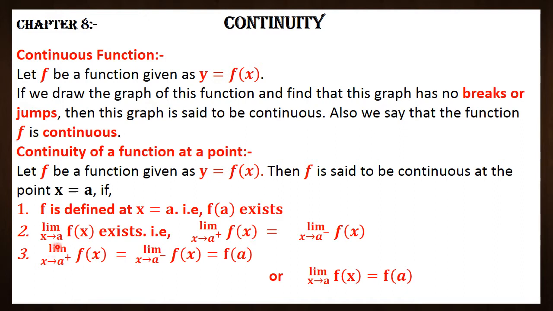Third, the limit as x tends to a plus of f(x) is equal to the limit as x tends to a minus of f(x), which is equal to f(a). That is, the value of the limit should be equal to f(a). If all these three conditions are satisfied, then we can say that the function f is continuous.